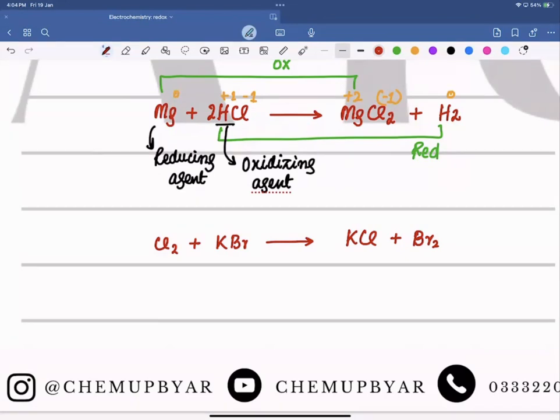Sir, with Cl reduction and Br oxidation, right? Very good. So which one is the reducing agent? Sir, Br is a reducing agent. Can you repeat? Sir, Cl is a reducing agent, if I'm not wrong. What is Cl undergoing? Oh, sorry, Br is going oxidation, so Br is the reducing agent.